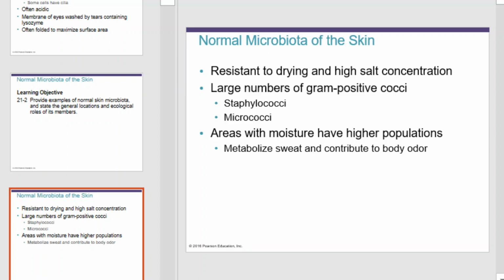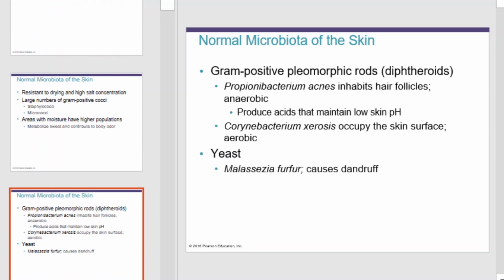In order to live long-term on skin, you must be resistant to drying and high salt concentrations. Some examples of normal microbiota include staphylococci and micrococci. As a rule, areas that are warm, dark, and moist tend to support more microbial growth than those that are not. There are gram-positive pleomorphic rods that also live in our skin.